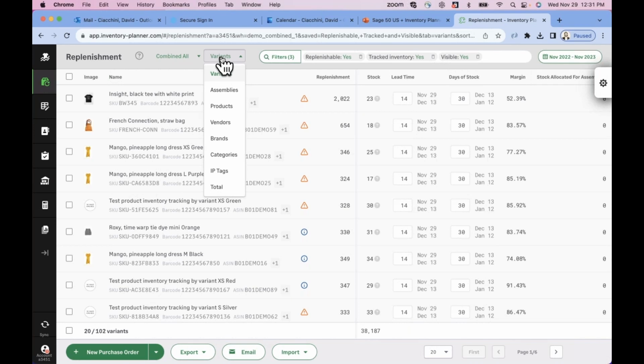Some customers like to take this up a notch. Maybe they want to identify the categories that they need to replenish, or the brands of products they need to replenish, or the vendors in which they need to replenish from. But for demonstration purposes, we'll leave it at the variant level.